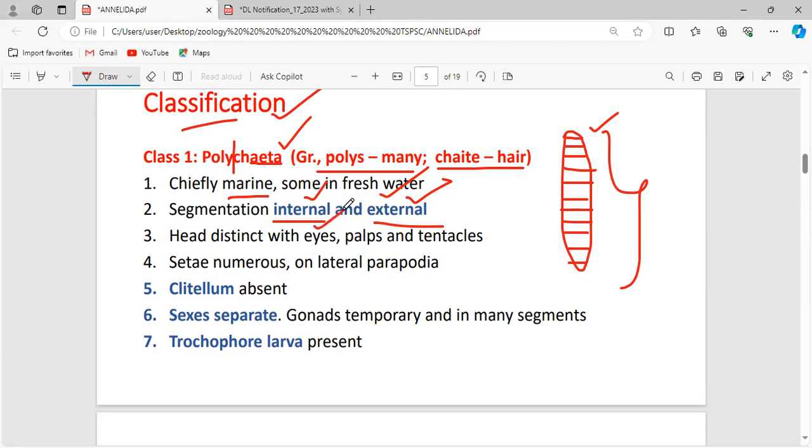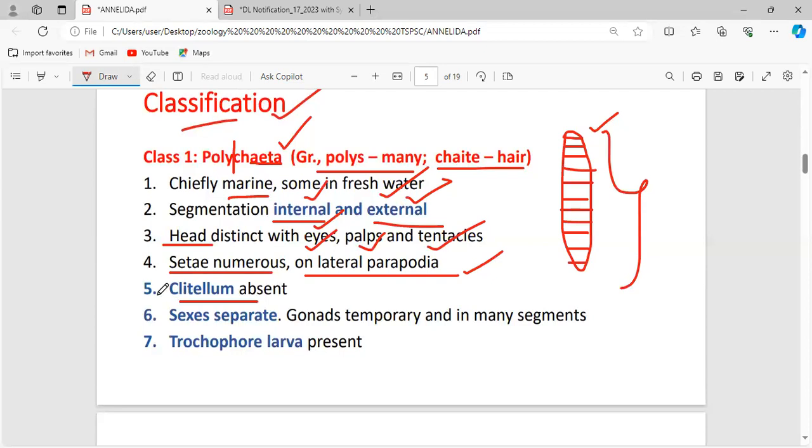In case of internal segmentation, when we cut the earthworm, we can see the segments internally also. That is called internal segmentation. So the organisms placed in this class, Polychaeta, show both internal as well as external segmentation. The head is very well developed with eyes, palps, and tentacles. Setae are numerous on lateral parapodia. This is particularly for locomotion.